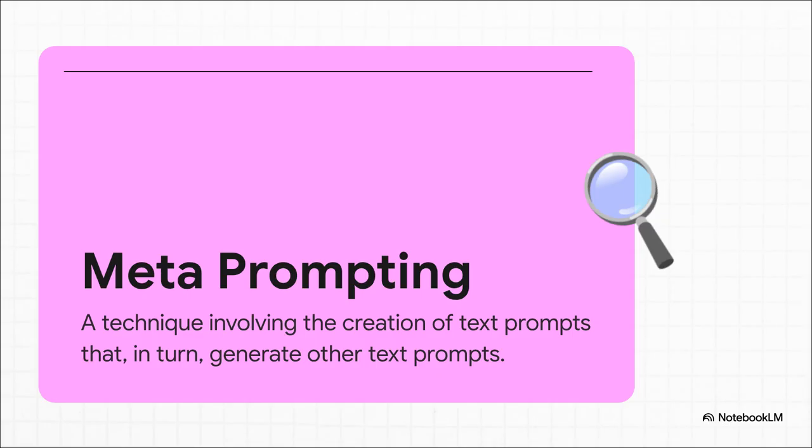Think of it like this. You have a primary AI, let's say GPT-4, and it's acting as the project manager. It doesn't just do one task. It actually creates a whole set of instructions, new prompts, for other, more specialized AIs, like an image generator or a video creator, who then go and create the actual assets.